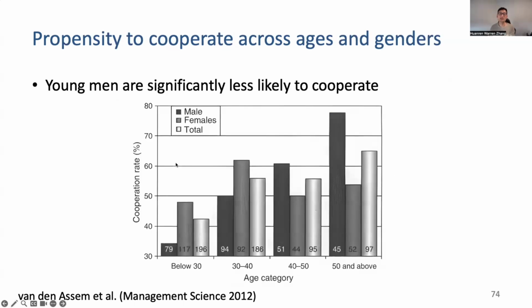And another observation is the propensity to cooperate across ages and genders. We see some differences, but the most significant observation in this graph is that young men, males who are below 30, are significantly less likely to cooperate and more likely to defect. So maybe the mindset of competition is quite strong. This is just one interesting observation.